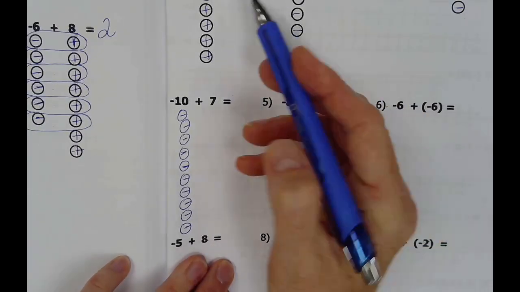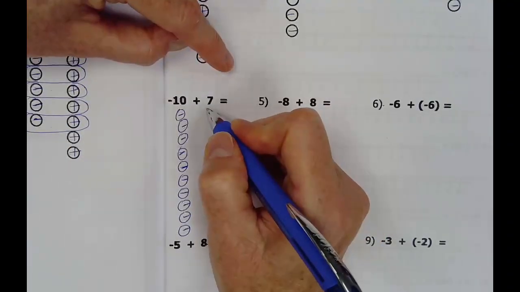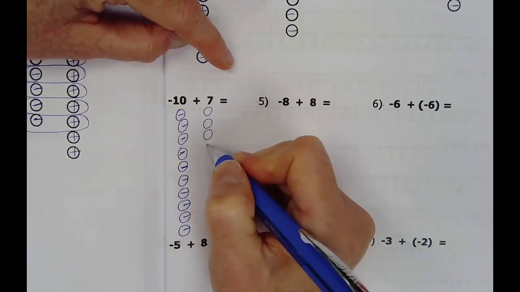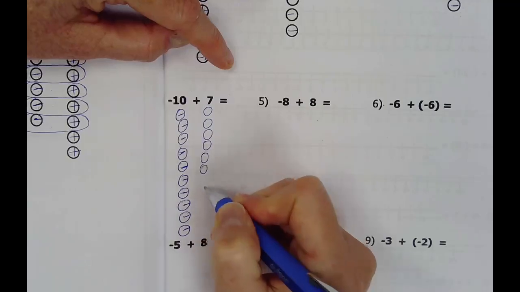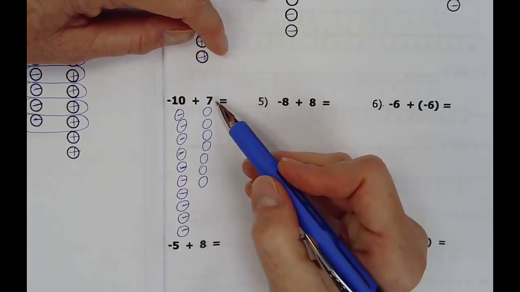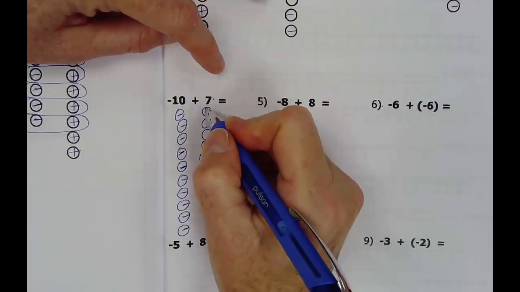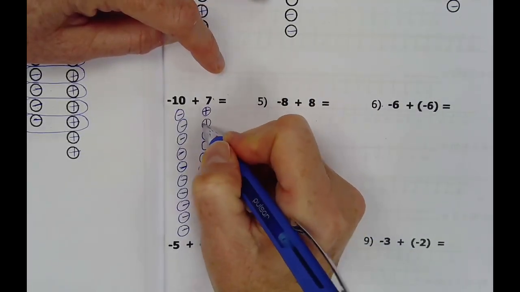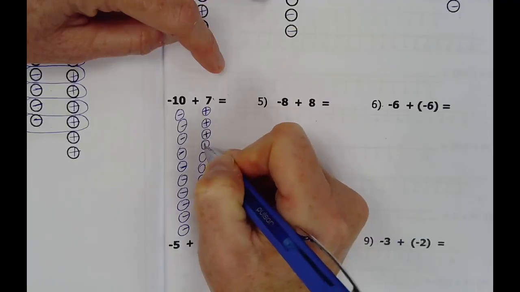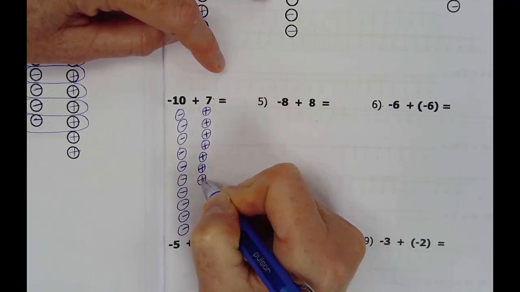So I'm going to start with 7 circles, and then I'm going to count them when I put my signs in. So 1, 2, 3, 4, 5, 6, 7. What goes in the signs? Negative. What kind of 7 is this? A positive. So I'm going to put in 7 positives and count. 1, 2, 3, 4, 5, 6, 7.